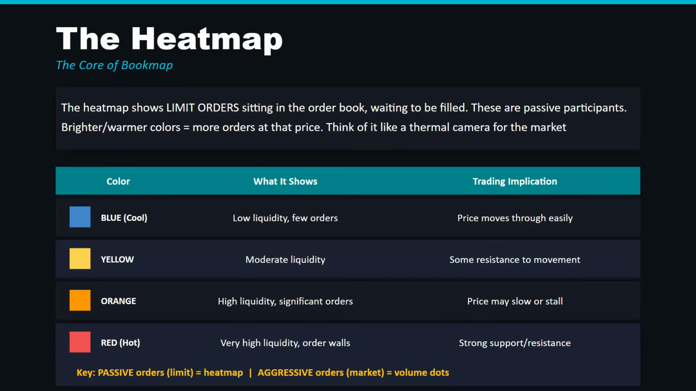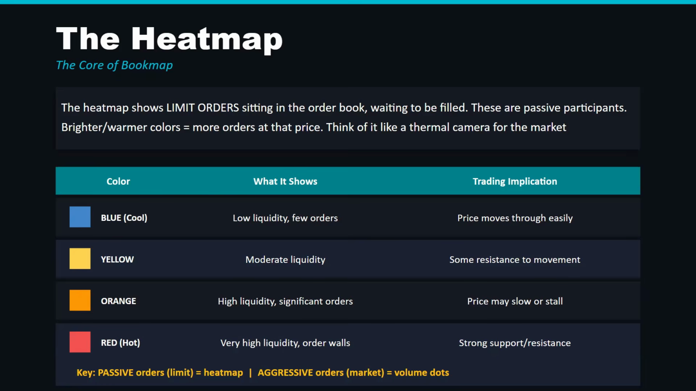It shows you limit orders sitting in the order book. These are passive participants. They've placed their order and they're waiting for price to come to them. The color tells you how many orders are at each price point. So blue, you don't really necessarily care about. It's low liquidity. Price action moves through it very quickly and easily.